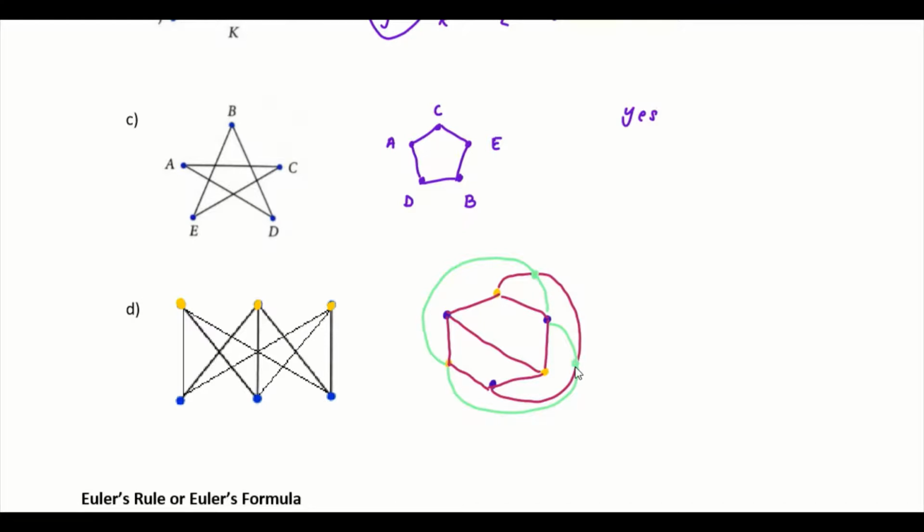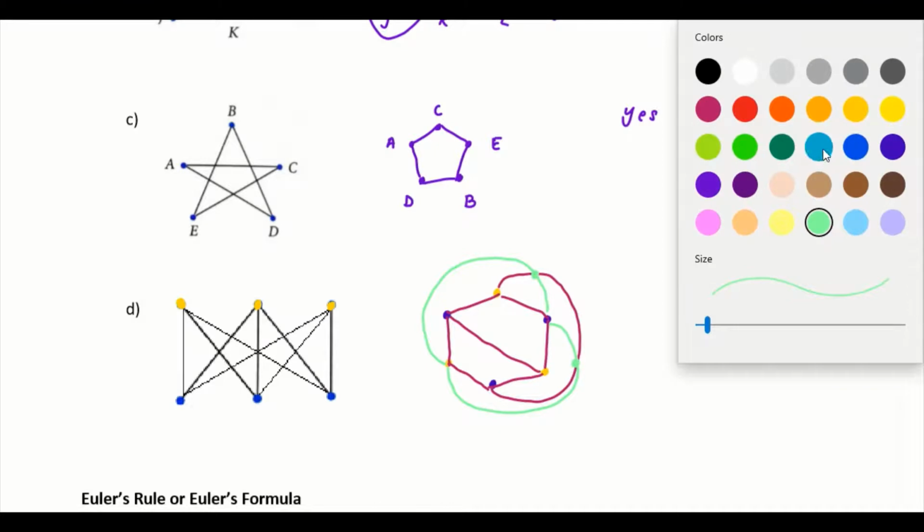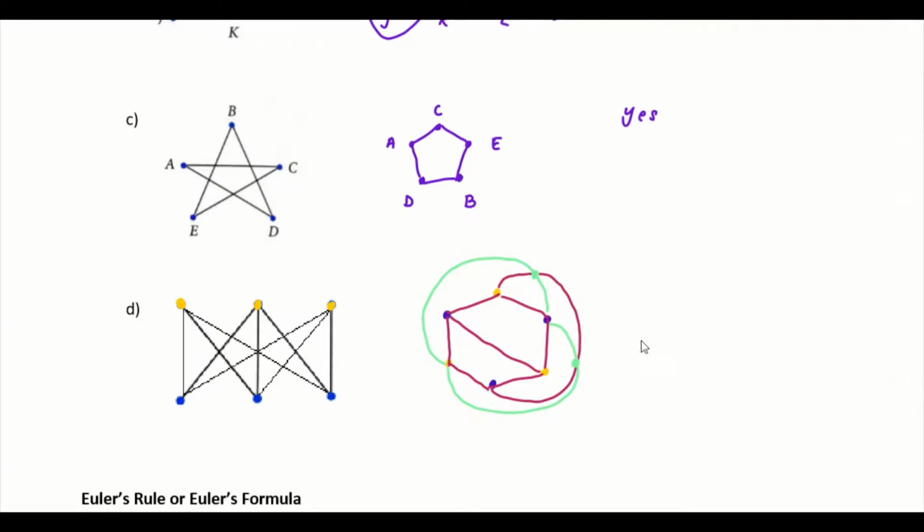So you can try and see, you can use different approaches to redraw this, but you'll never be able to draw a planar graph out of that. So that's why this is actually not a planar graph. Okay, so yeah, that's the idea of it.